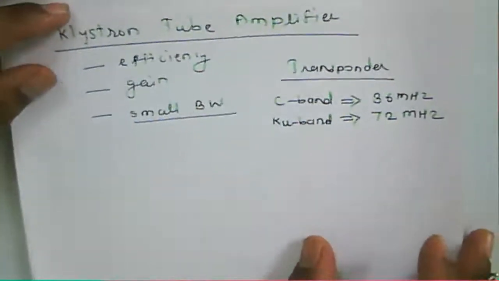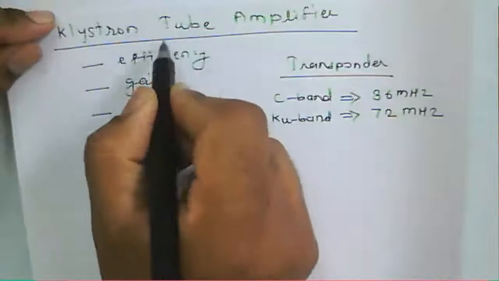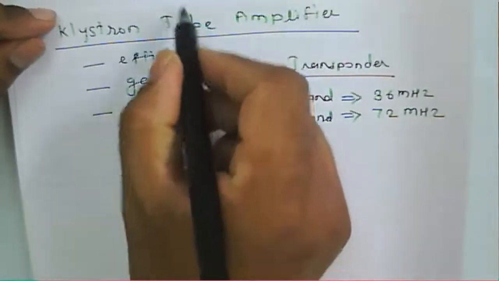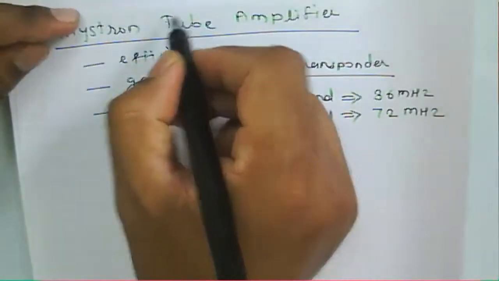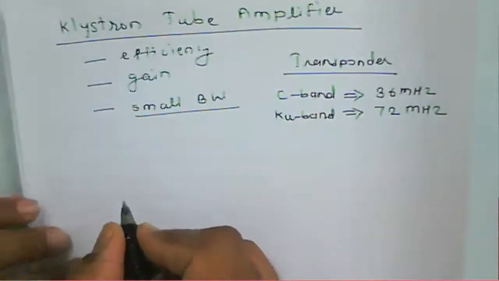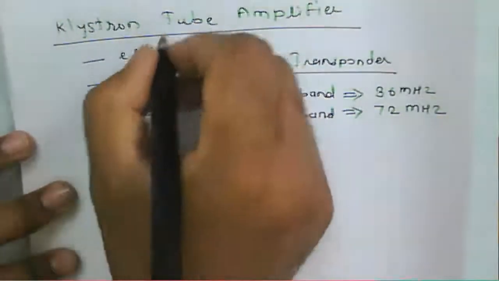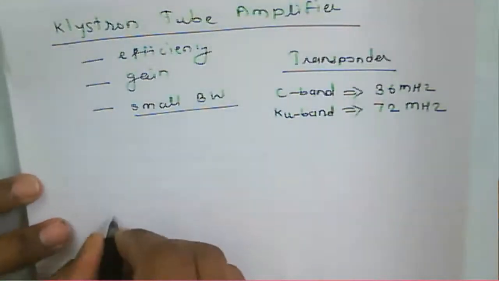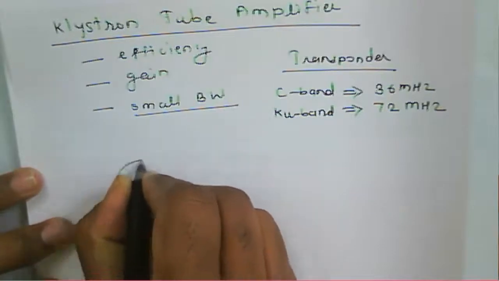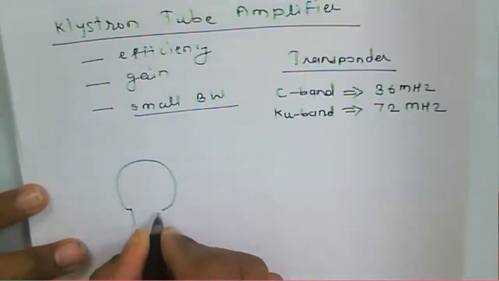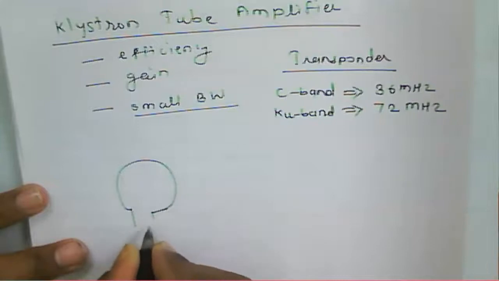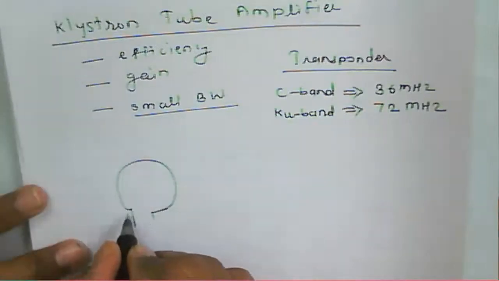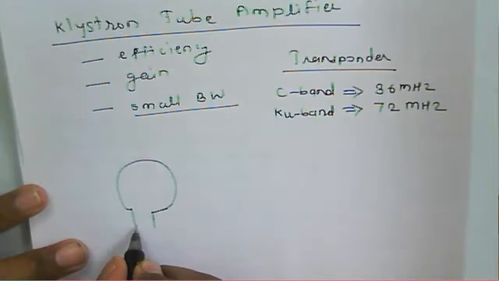Now, the principle: the name Klystron tube itself says it has a tube. These tubes are called cavities. A Klystron tube has two glass tubes, and these two glass tubes are nothing but two cavities. One cavity is called the catcher cavity, and the other cavity is called the buncher cavity.